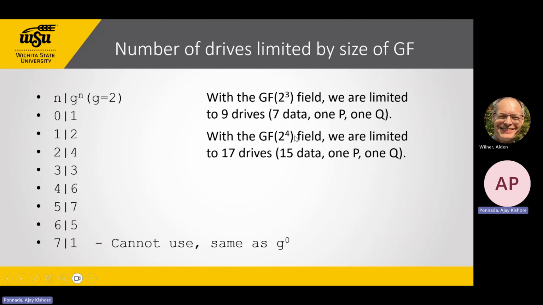So with a GF(2^4) field, we are limited to 17 drives. That's 15 data drives, 1 P and 1 Q, which totals 17. In the same way, for 2^n, it's 2^n minus 1 data drives. That's the formula we use to calculate the number of data drives.